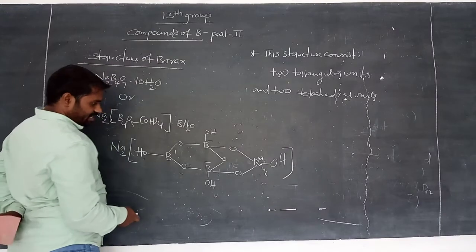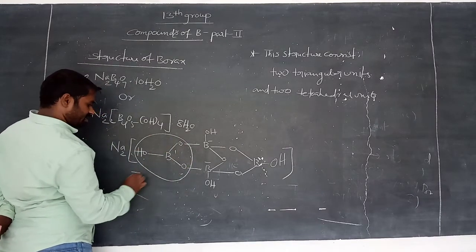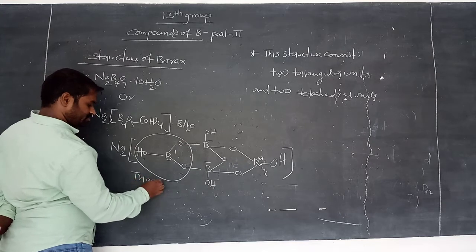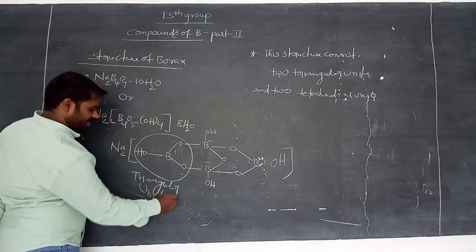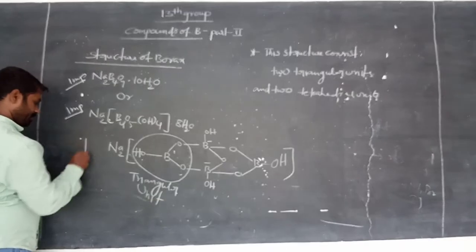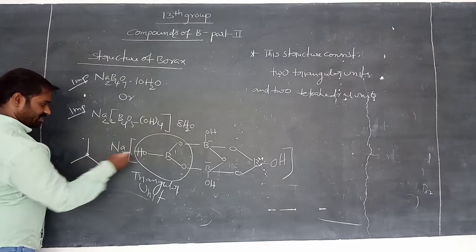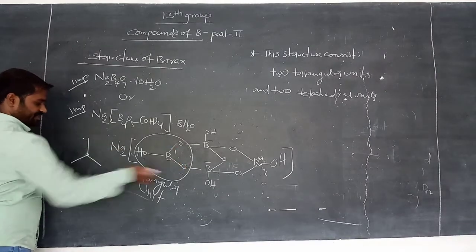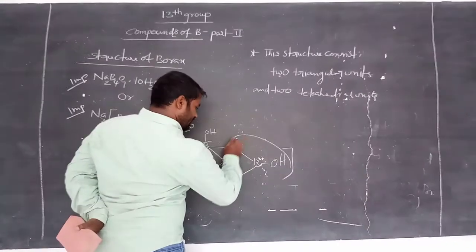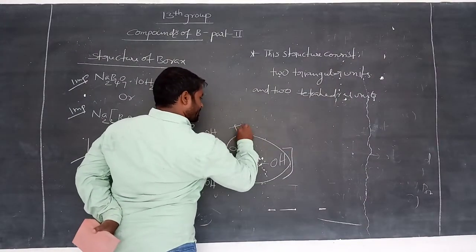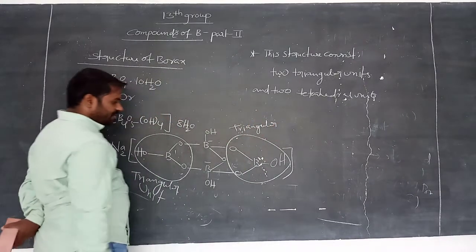Okay, so now here this is a triangular unit. Triangular means this arrangement. So this is the central atom, boron. This is 1, this is 2, 3. Triangular. Okay. So come to here, this is another triangle.